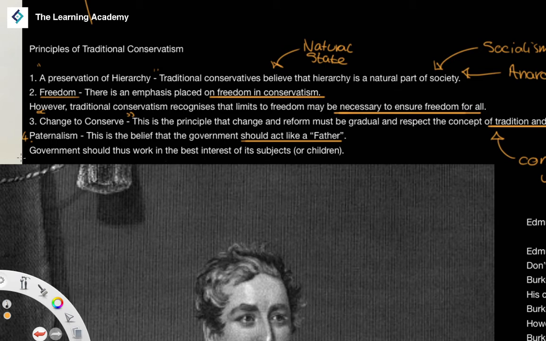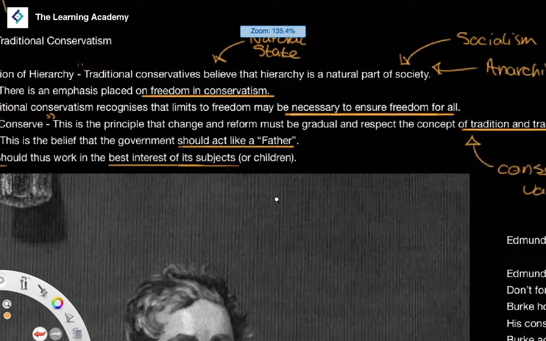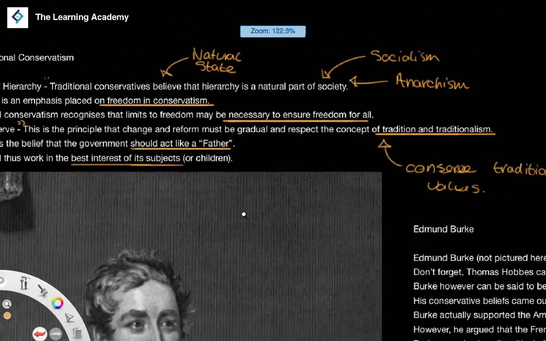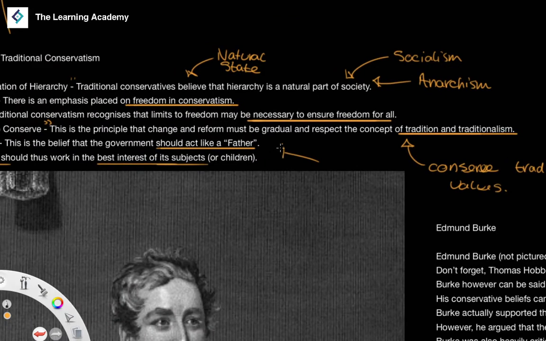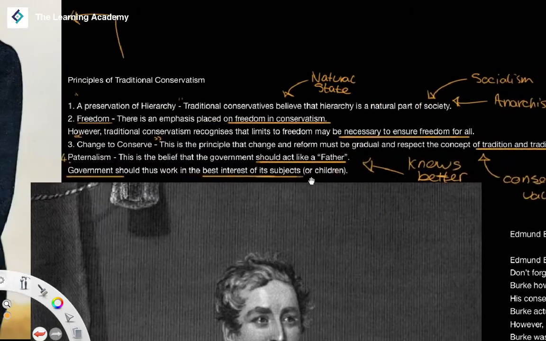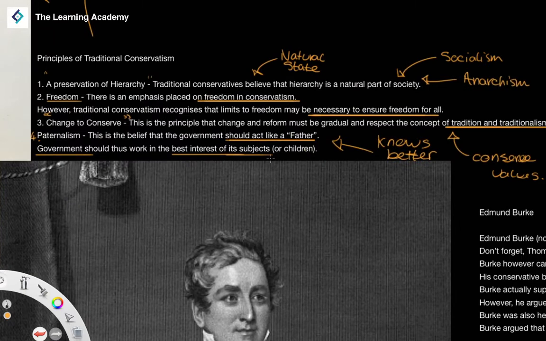And as such, the government should work in the best interests of its subjects. So the government should work for the people that it's supposed to serve. But it also knows better. It makes reference to the fact that the government knows better, knows what people believe, what people should want and should need.